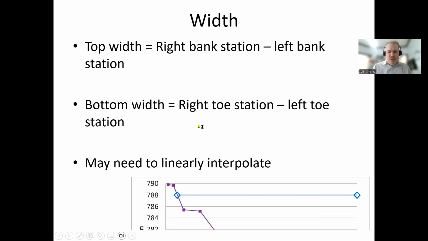The bottom width is the right toe of the bank minus the left toe of the bank, the stations. And you just subtract them, right? It's pretty easy. You might need to linearly interpolate. So if I'm looking for an elevation here of 788, and these are my survey points, and I don't have a survey point at 788, then I can linearly interpolate and get what the station is, or the distance along the cross section at that elevation.